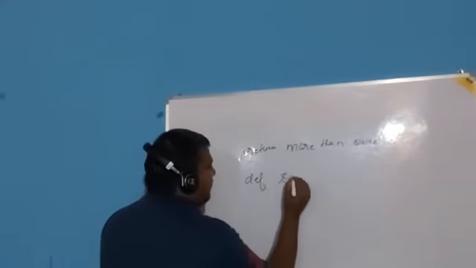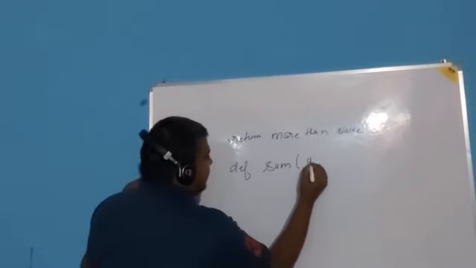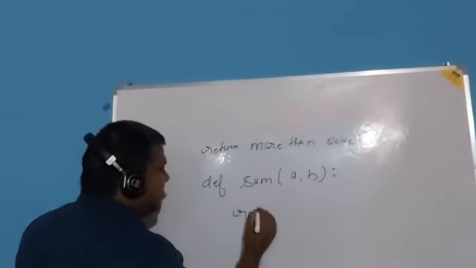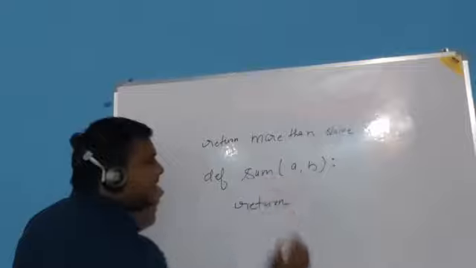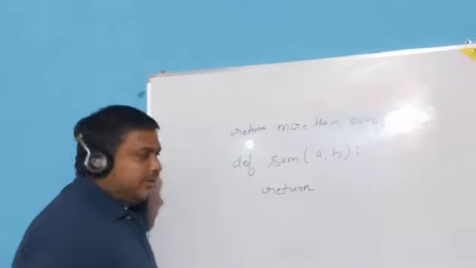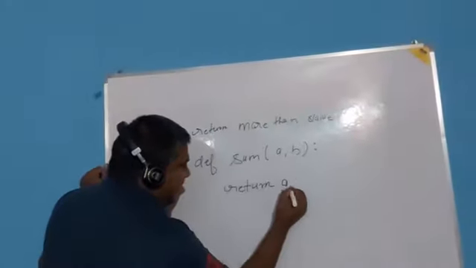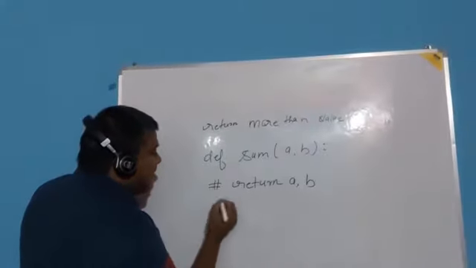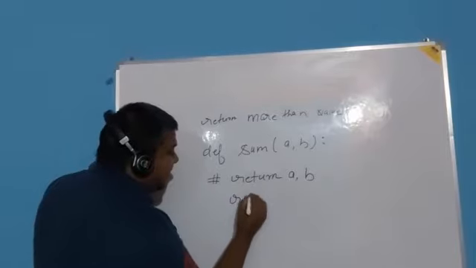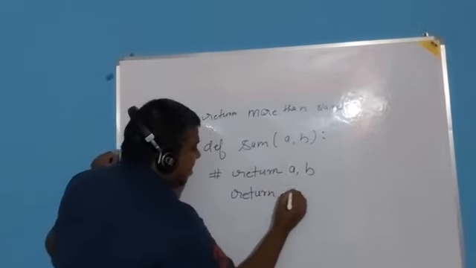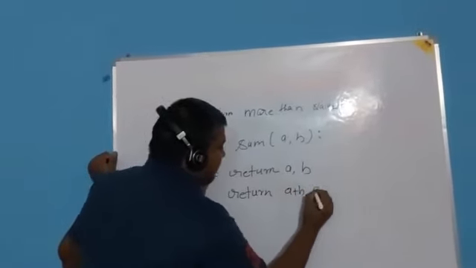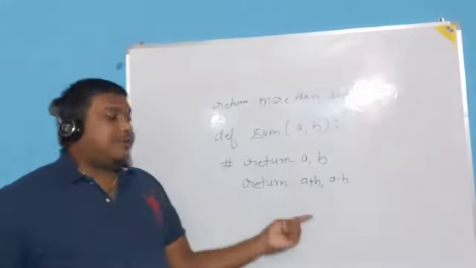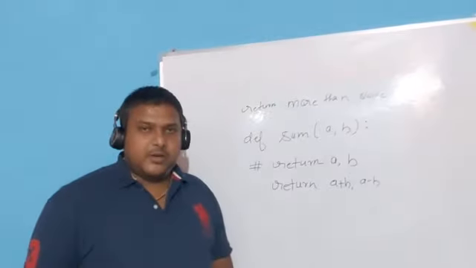We have one function whose name is sum and it is returning A, B. So if you are returning more than one value or expression, you have to write return A comma B. You can also return the value from expressions. How will you write? Return A plus B comma A minus B. So you can use both of these options to return more than one value.